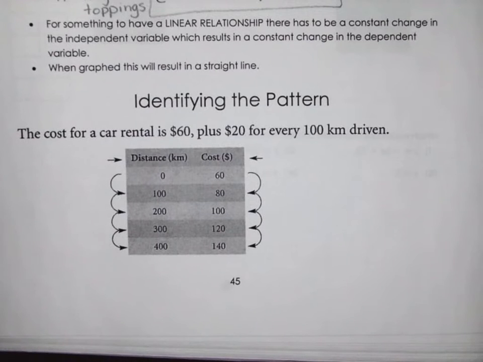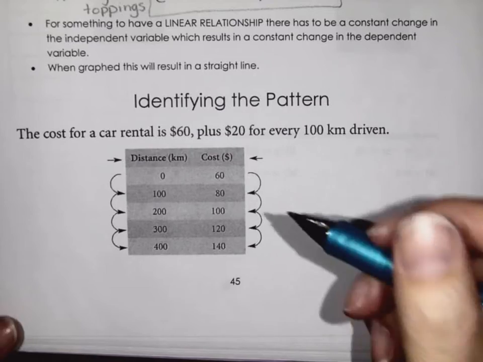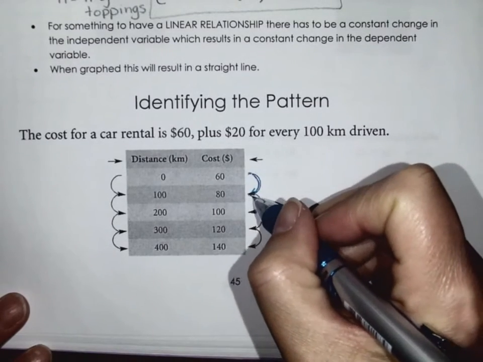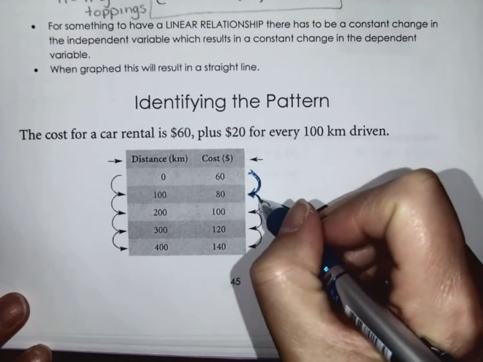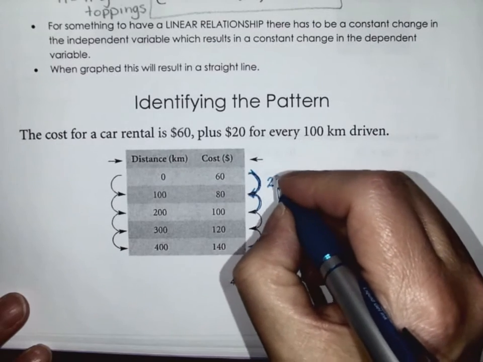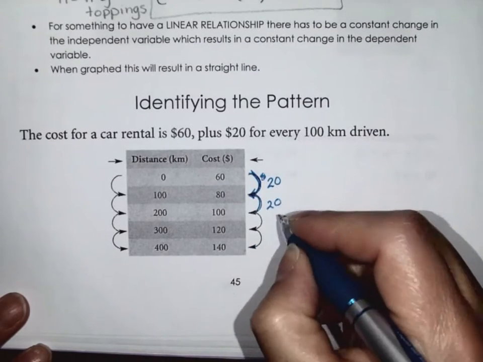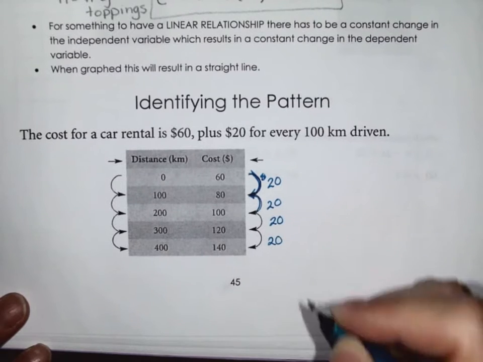Okay, identifying the pattern. The cost of the rental car is $60 plus $20 for every 100 kilometers driven. So just by renting the car, even if you go nowhere, you still have to pay $60 because that car is rented out to you under your name. Whether you choose to drive it or not is up to you. And then $20. So let's look at what's happening here. What's happening on this side? What's it increasing by? By 20. And that is the same all the way through.